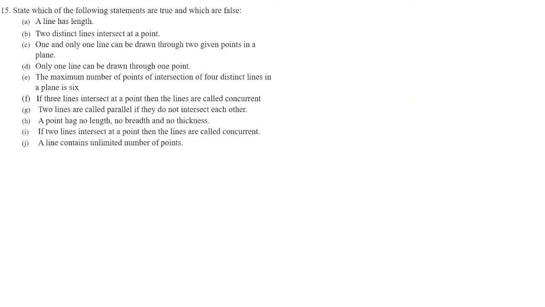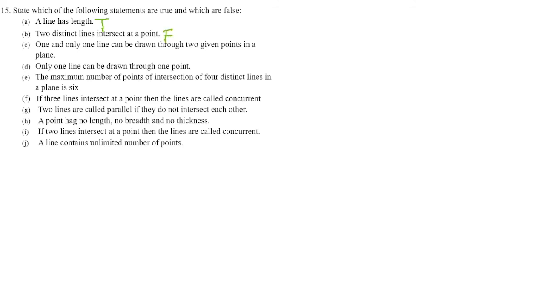Alright, time for the last and final question of this exercise. This question has 10 parts and it's just true or false. So don't worry, it won't take much time. The first one is, a line has length. No, it goes on and on forever. It doesn't have length. Two distinct lines intersect at a point. Two distinct lines may or may not intersect at a point. So we are going to go with false, because here it's saying they intersect at a point, but they might also not intersect at a point.